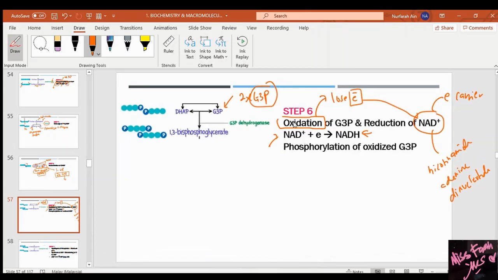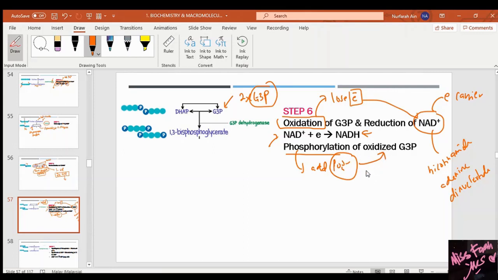Now after oxidation and reduction, the oxidized G3P is then phosphorylated. Remember, what is phosphorylation? Phosphorylation is the adding of a phosphate group to a substrate. In this case, we add a phosphate group to the oxidized G3P, glyceraldehyde phosphate.